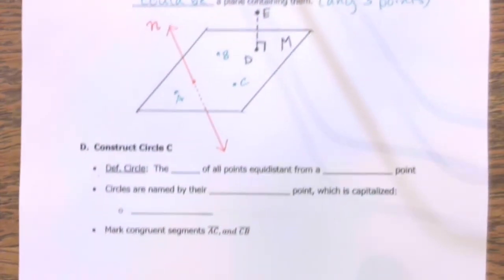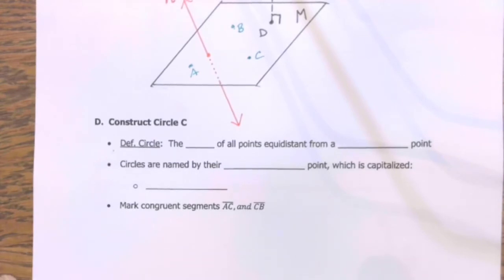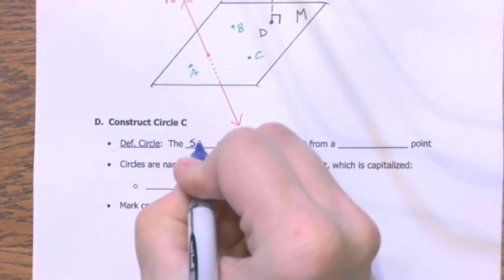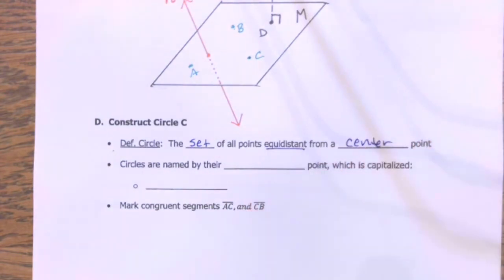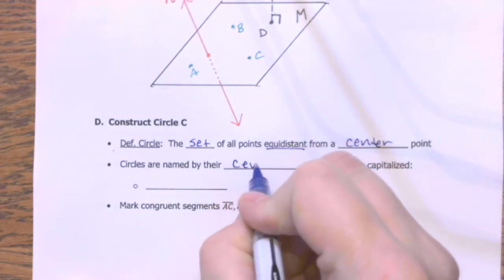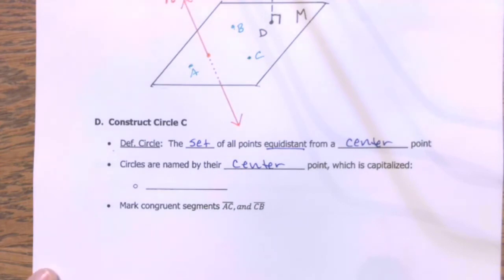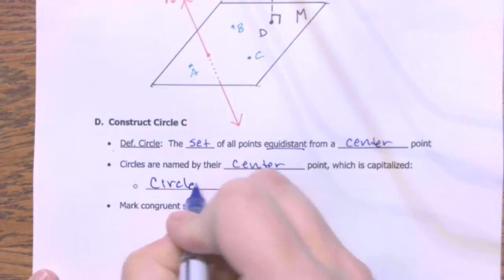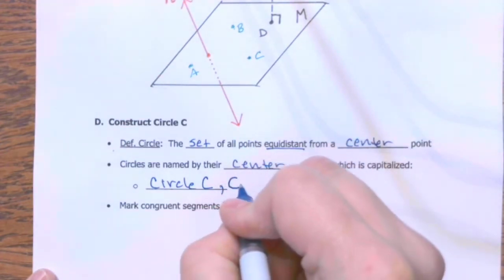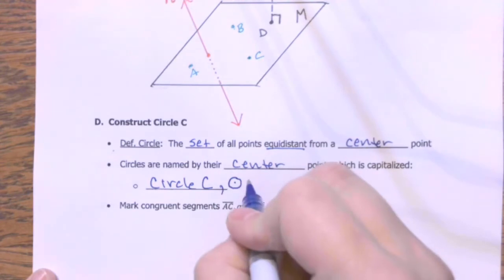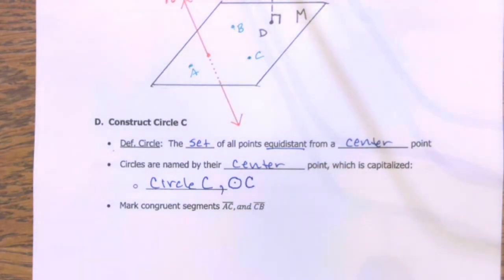Okay, let's do another construction. Get your compass handy. We are going to construct circle C. The definition of a circle is the set of all points equidistant from a center point. Equidistant means equally distant. Circles are named by their center point, which is capitalized. So we would say circle capital C, and C would be the center. You can also draw a circle, put a dot in the middle, and then put the capital C after, which is a great symbol to know.